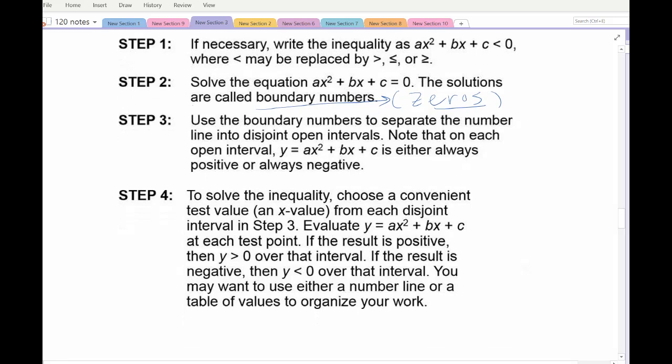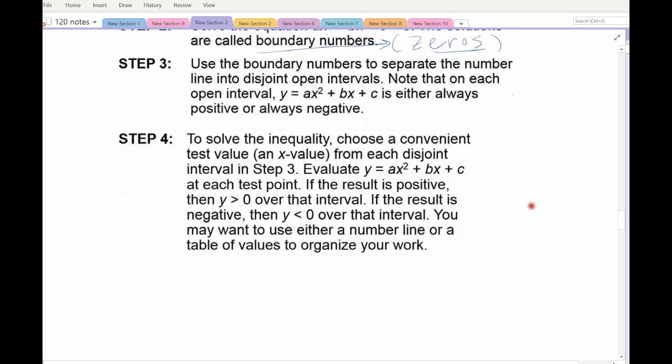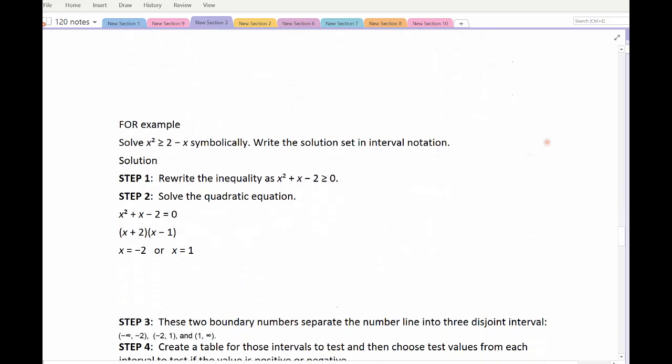Once you figure out when it's positive or negative, you know when it's greater than or equal to 0, less than or equal to 0, greater than 0, or less than 0. Alright, I'm going to walk you through an example, and then we'll do another one altogether. Suppose we want to solve this inequality: when is x squared greater than or equal to 2 minus x? Solve symbolically, meaning using the table in algebra, and write the solution set in interval notation.